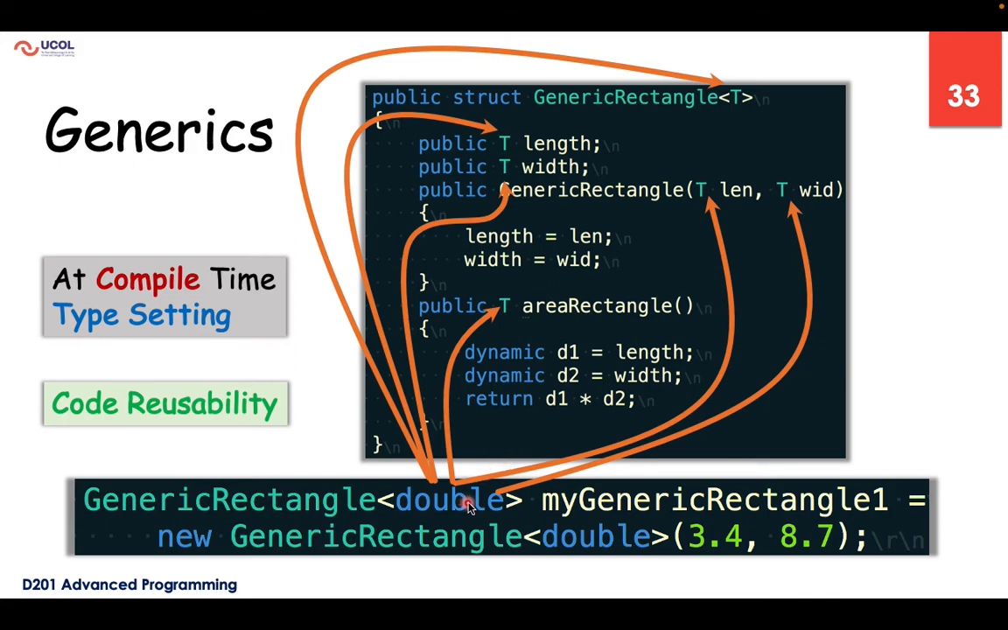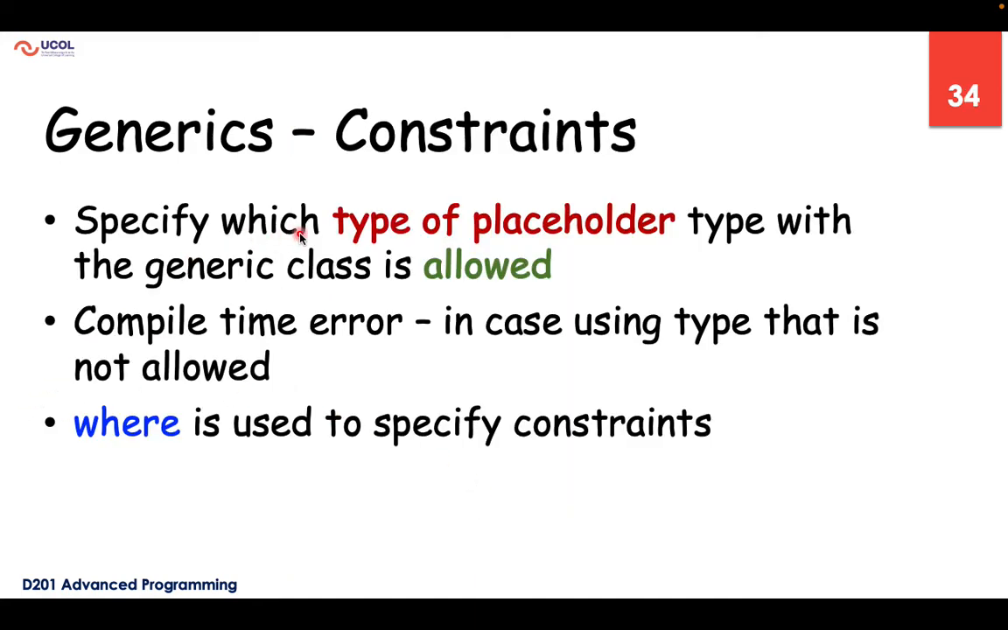So automatically, at compile time, it will decide that this particular T will be an integer value, or a double value, or a long value, or a short value. You can use whatever you want. Of course, you want some numerical value rather than string values, so that needs to be very specific. So specify which type the placeholder type is.